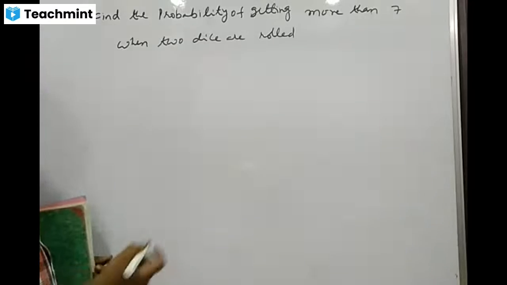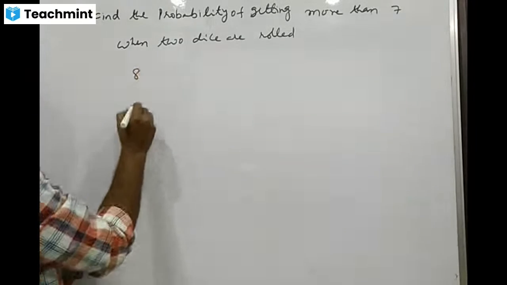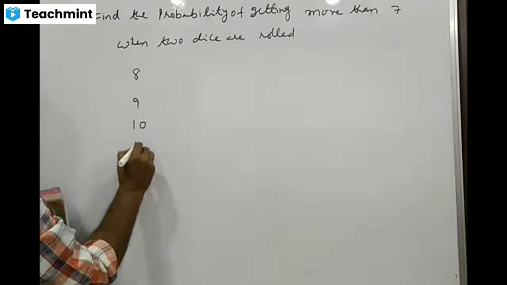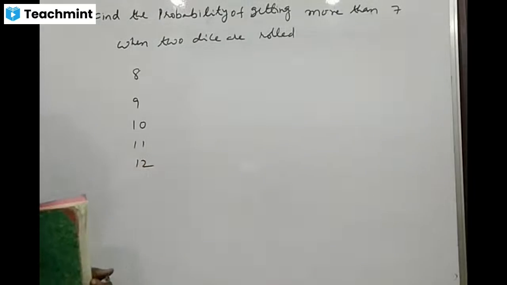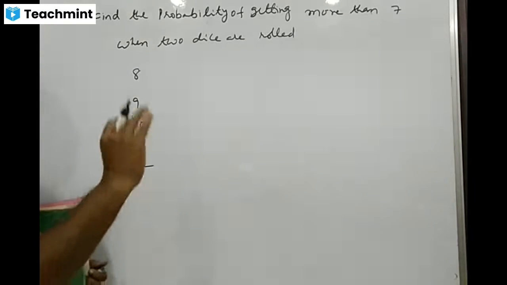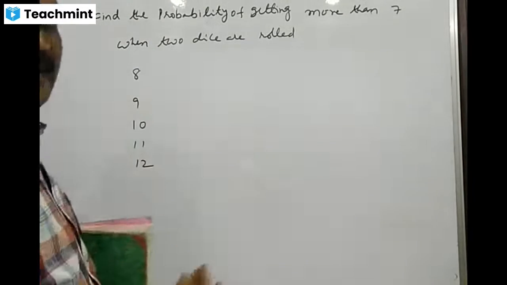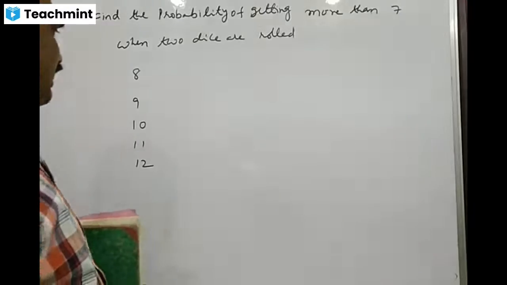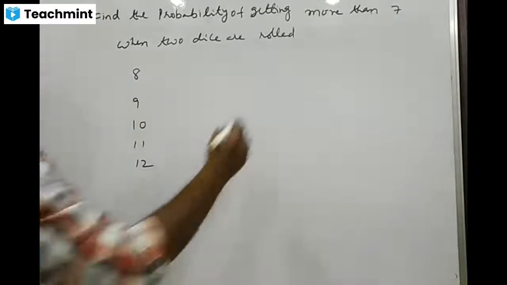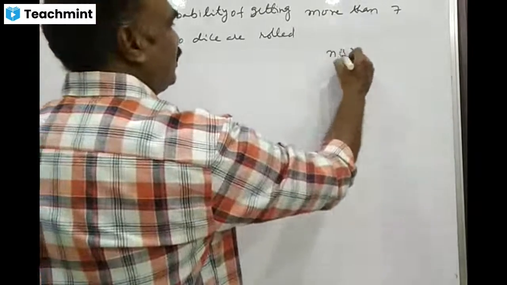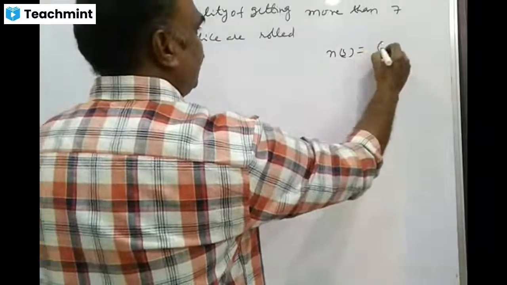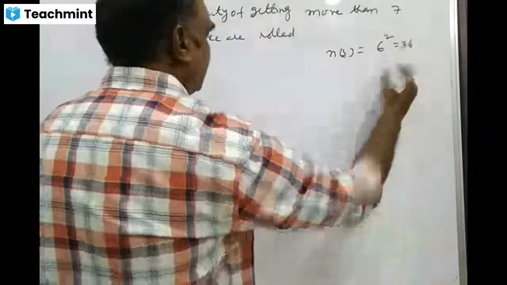Friends, more than 7 means the sum is 8, 9, 10, 11, 12. So the sum of 2 dice is 8, 9, 10, 11, 12. n of S, when 2 dice are rolled, total possible outcomes, is 6 squared, 36.